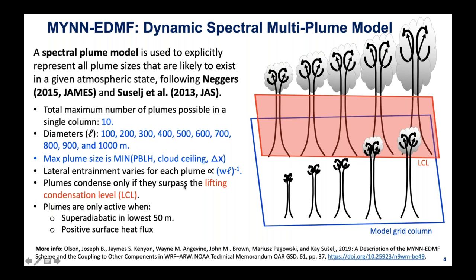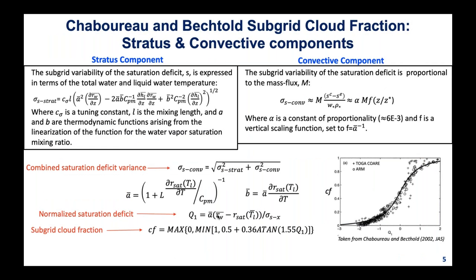But these plumes are only active when they are super adiabatic in the lowest 50 meters of the atmosphere and have positive surface heat flux. So the subgrid scale cloud fractions are taken from Chaboureau and Bechtold. They're very simple forms, about as simple as you can find in the literature. Both of them are functions of the standard deviation of the saturation deficit, which is sigma S. And the stratus component is a function of basically the resolved scale variables of heat and mixing ratio. The mass flux component is a function of the mass flux itself. They're combined together and ultimately piped into this cloud fraction formulation. So it gives you a variation of cloud fractions in unsaturated grid spaces, as well as saturated grid spaces.